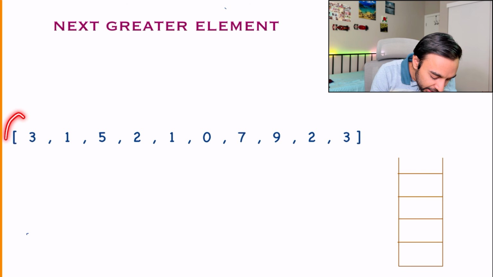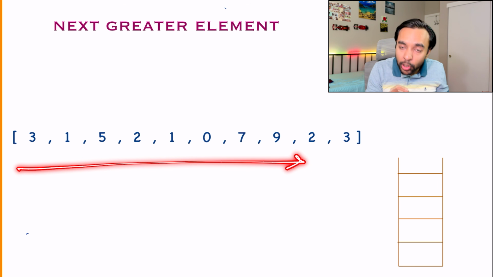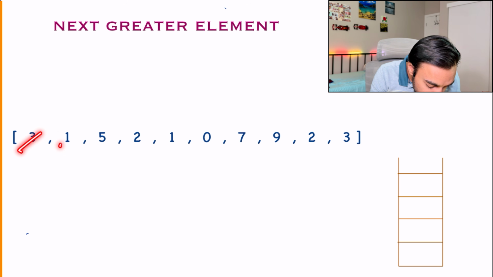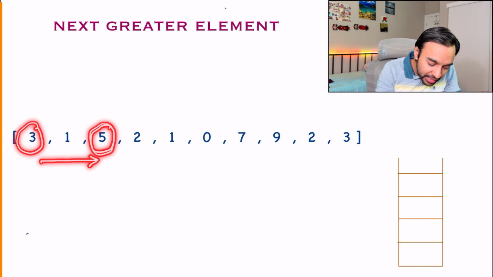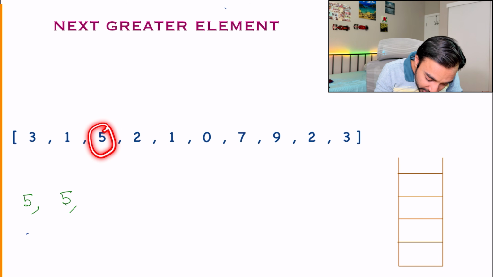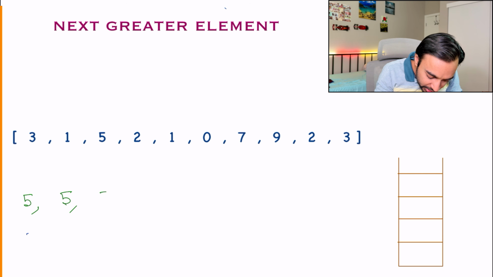For example, you might have heard of the problem next greater element. Basically, you are given this particular array and you have to tell me the next greater element for each of these elements in the array. What does that mean? For example, when I look at 3, I will start to traverse, and what is the next greater element I can find? It is 5. So for my answer, I will write down a 5 over here. For 1, what is the next greater element? It is 5 again. So I will write down a 5 here. For 5, what is the next greater element? I keep going, I find a 7. So I write down 7 here.